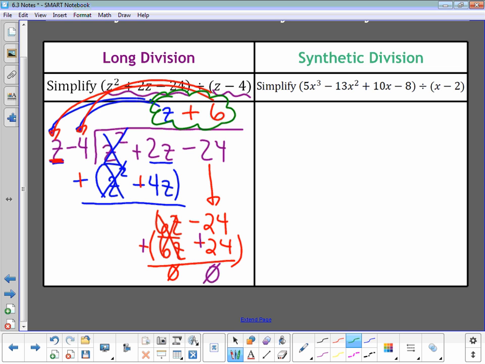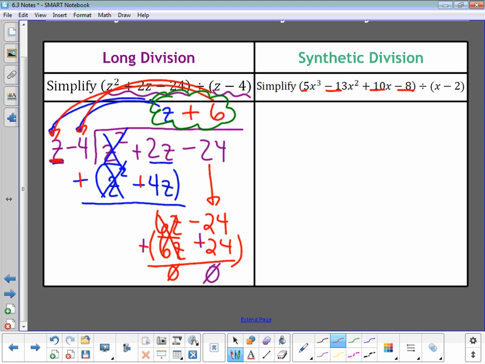With synthetic division, I'm only concerned about the coefficients. So the 5, negative 13, 10, negative 8. And as long as my polynomial is in standard form, which it is here, then I'm not going to worry about the variables right now. I'm just going to worry about the coefficients.